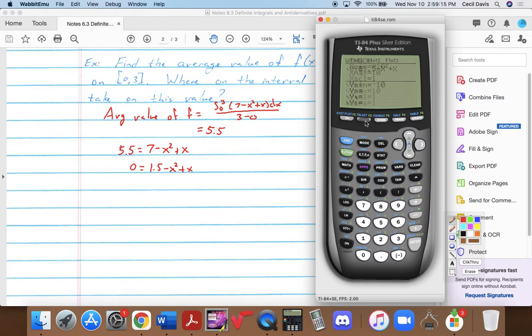I'm going to set my window to go from 0 to 3 because I don't care where it happens outside of that. And I'm looking for zeros. Somewhere between 1 and 2. Let's say 1.8.